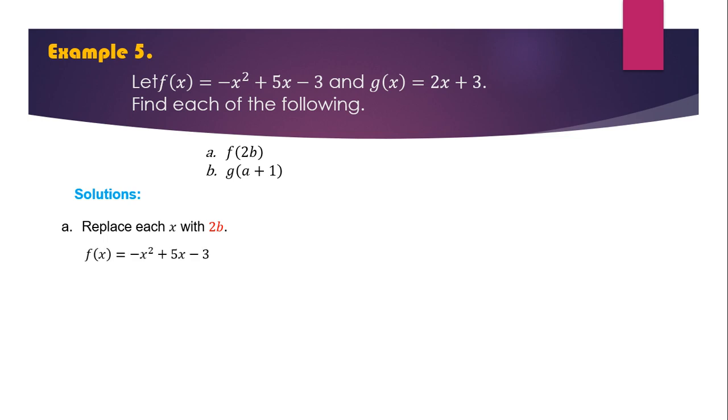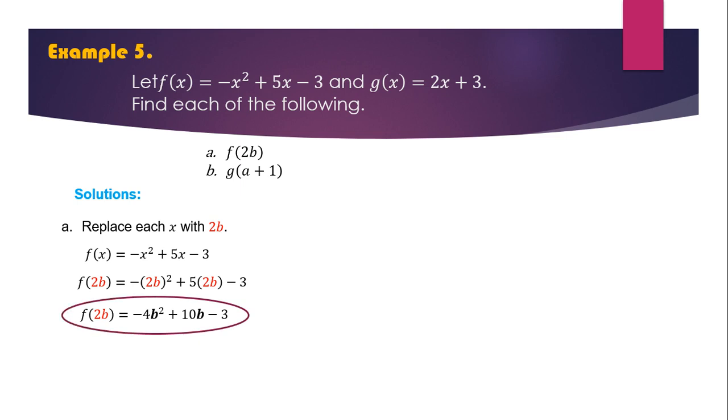So f of x equals negative x squared plus 5x minus 3. Replace x with 2b. It becomes negative times 2b squared plus 5 times the quantity of 2b minus 3. So simplify. 2b squared is 4b squared. Since there's a negative outside, it becomes negative 4b squared plus 5 times 2b, which is 10b, minus 3. Since there are no like terms, that will be our final answer.